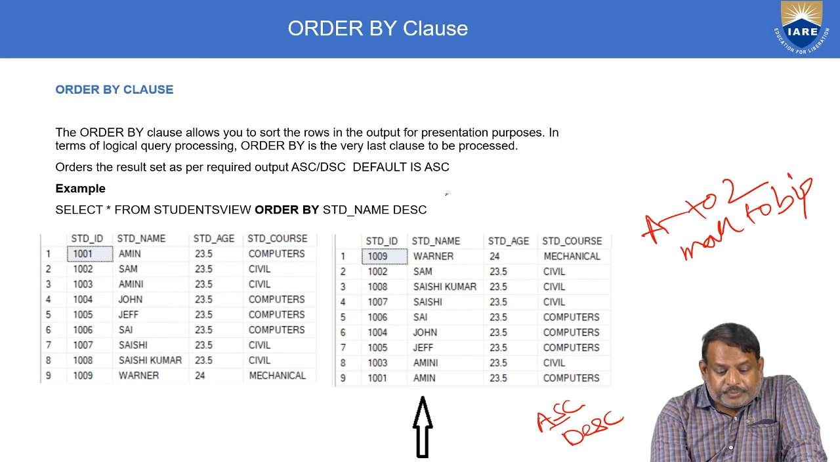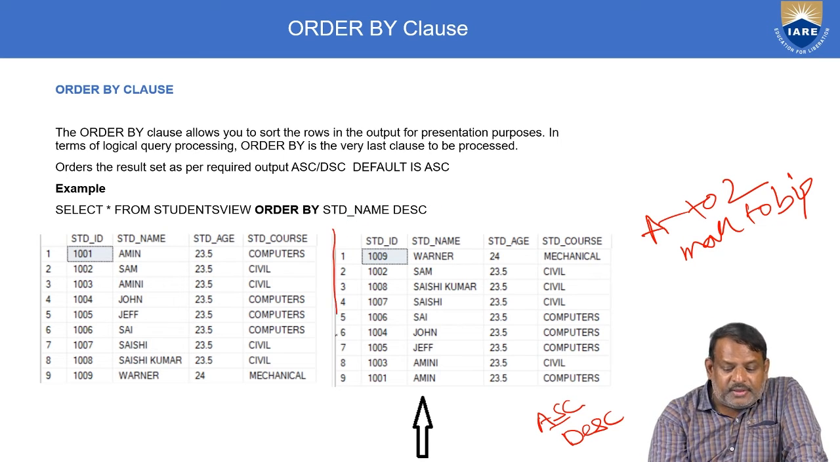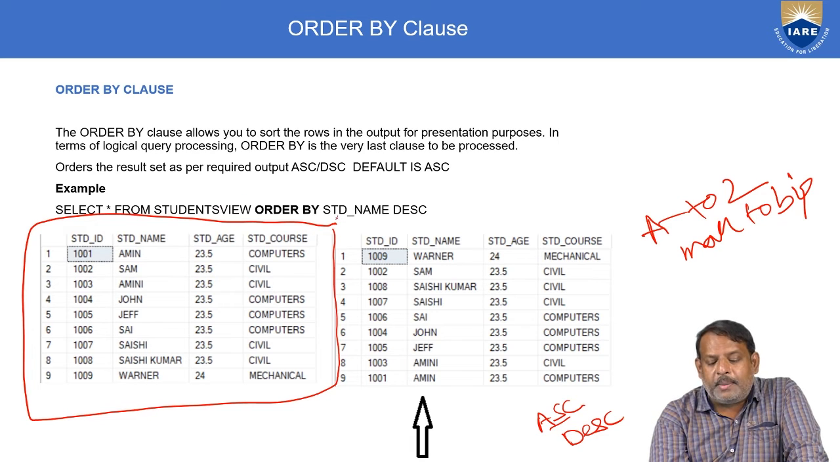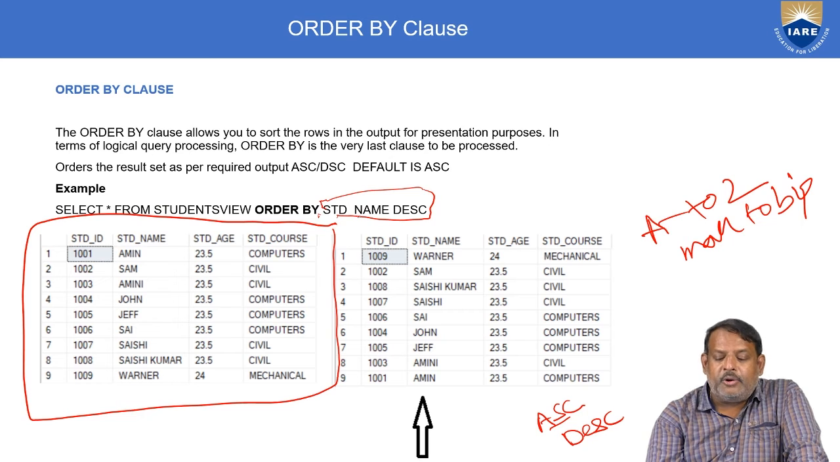Now see here, this is the original data in your database. It is sorted based on some ID. Now I am saying here, select star from student, order by name desc. I want my data to be sorted by name in descending order. When I say descending, it is big to small, or Z to A.